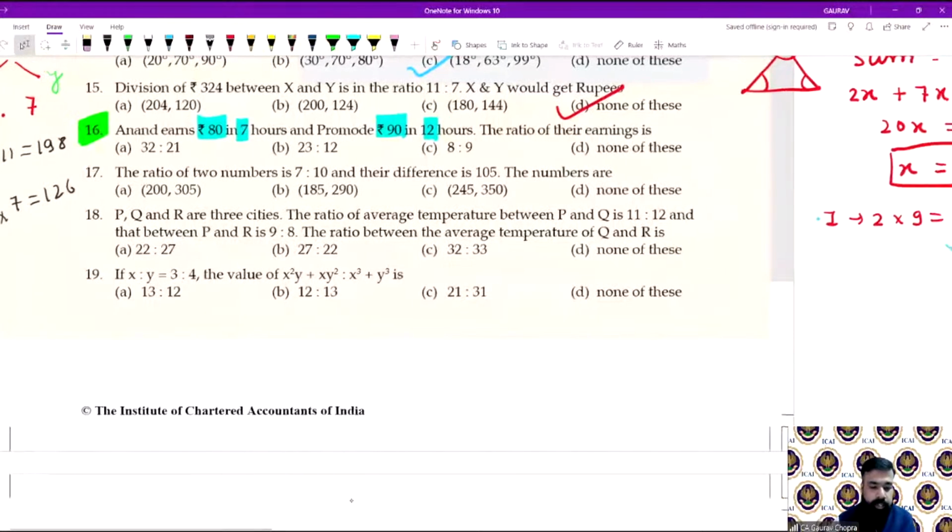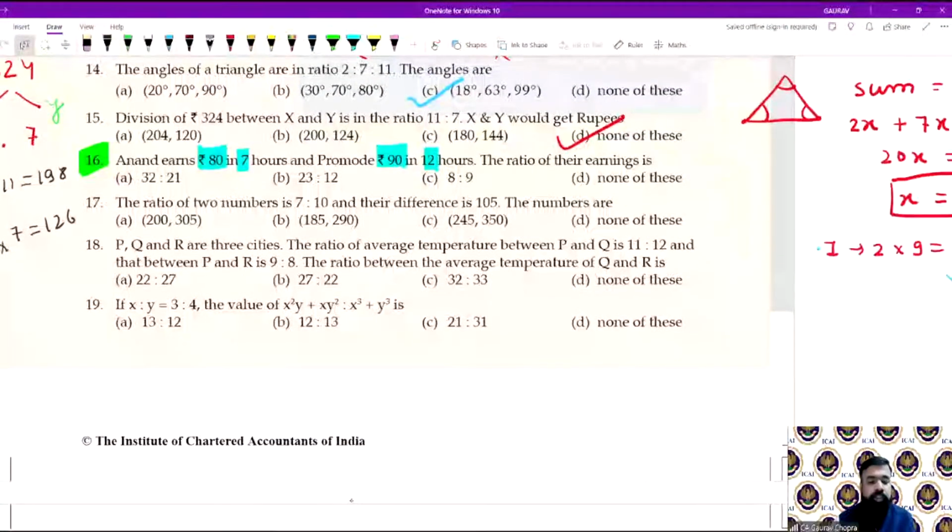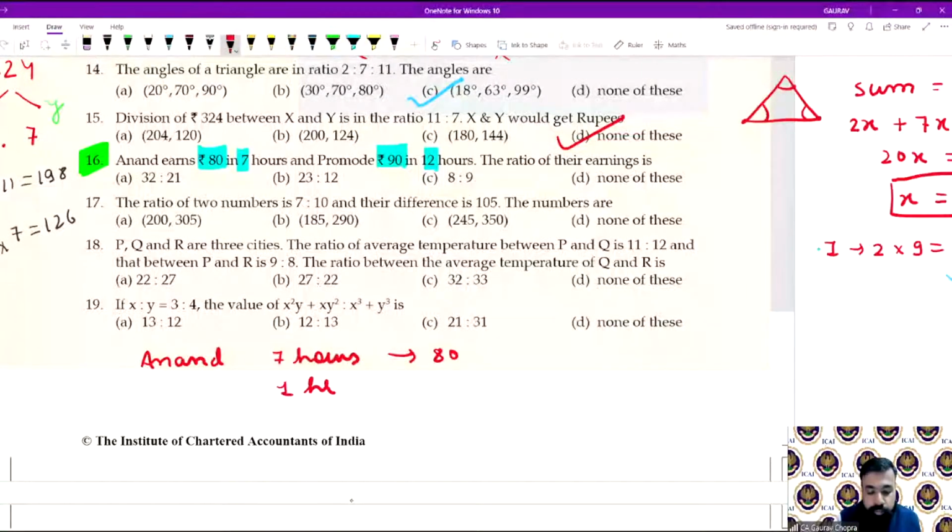Their hourly earnings. So we can say that in 1 hour, Anand can earn, let us write here, Anand can earn rupees 80 in 7 hours. So in 1 hour, how much is Anand earning? 80 upon 7 rupees.